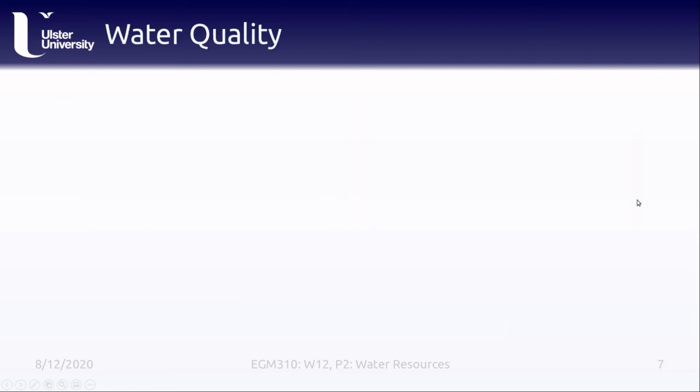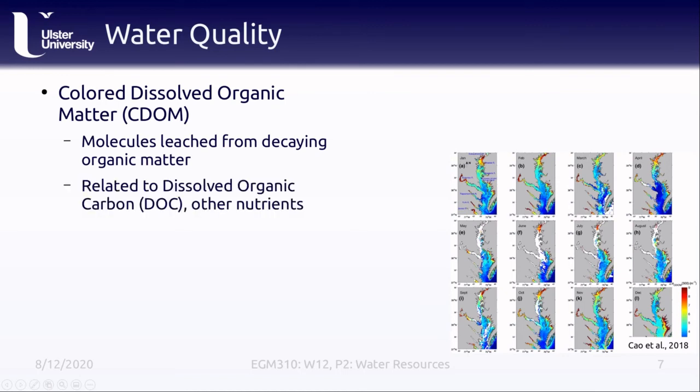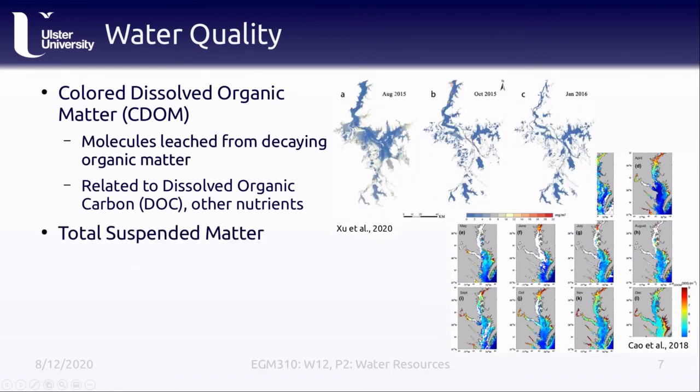In addition to chlorophyll concentration, we can also estimate other quantities of organic particles that are suspended in the water column. Generally speaking, we refer to these as colored dissolved organic matter, or CDOM. These are molecules that have been leached from decaying organic matter that change the color of water. We can relate these to dissolved organic carbon or other nutrients to help us study water quality and other aspects of water science. More generally, we can also estimate the total suspended matter. This is all of the sediments and organic matter that is suspended in the water column.